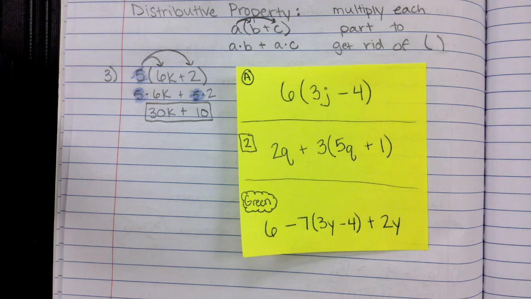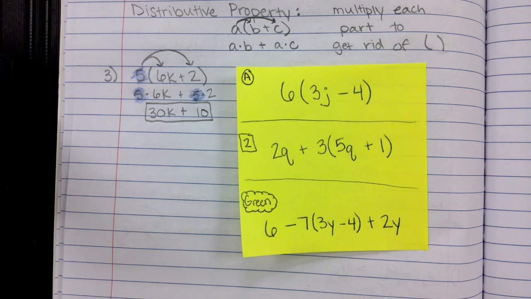Right in front is that 3. Okay, so Finn decided that we're going to distribute that 3. We distributed that 3: 3 times 5Q, and then 3 times 1. So 3 times 5 is 15. 3 times 1 is 3.